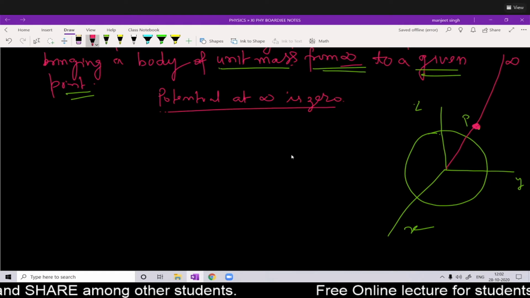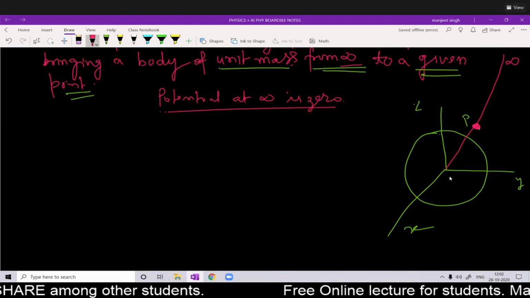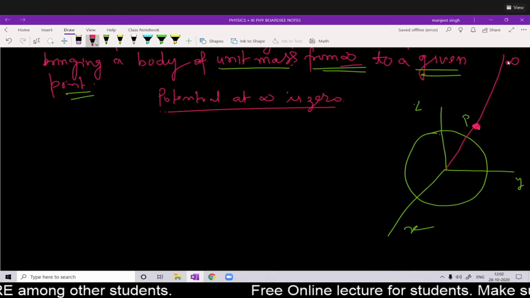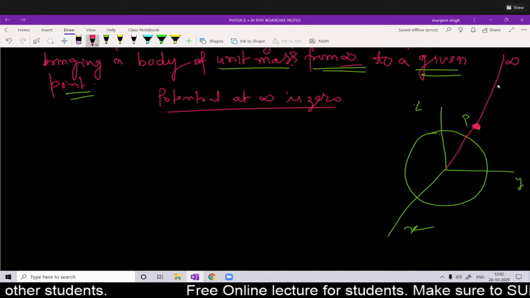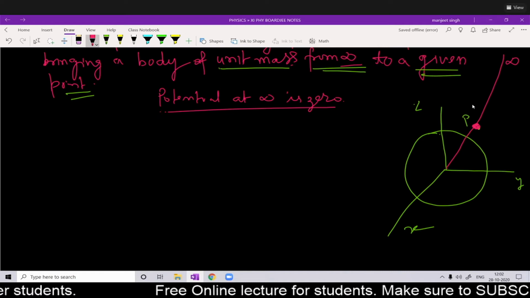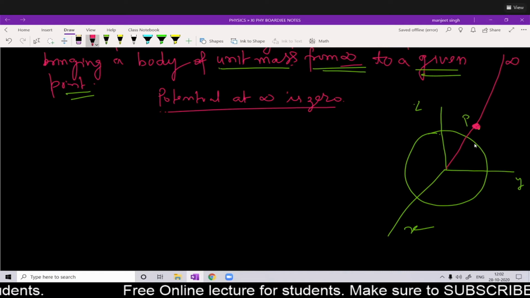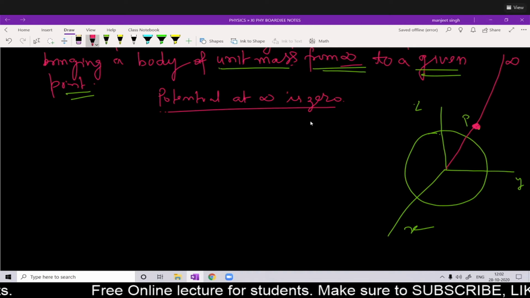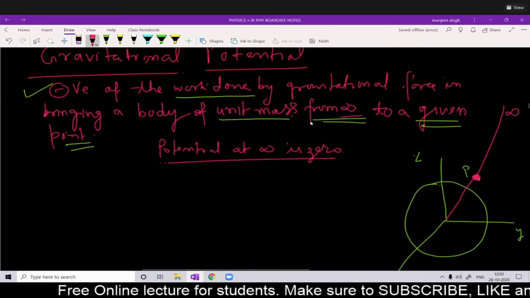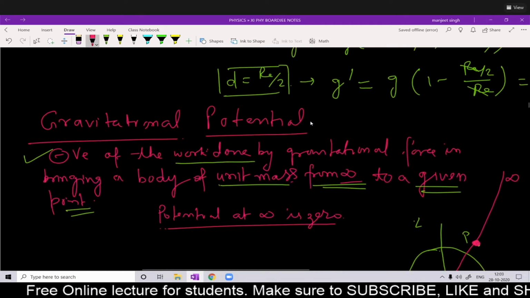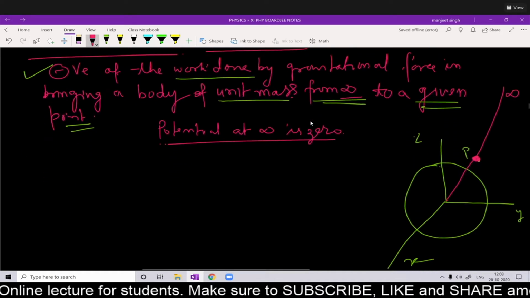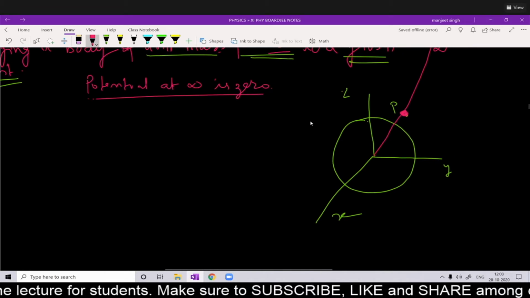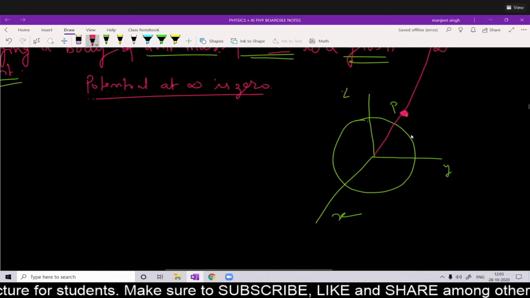Means this planet or the earth will have no effect at infinity, no force on the mass kept at infinity. That means potential at the infinity point is zero. Now what is the definition? We have to take the negative of the work done by the gravitational force in bringing a body of unit mass from infinity to a given point. Okay, so let us calculate in the opposite way.